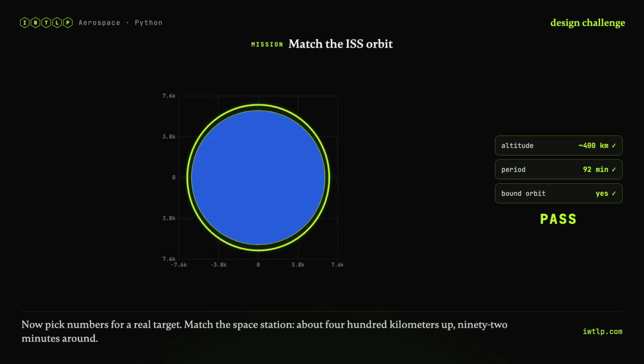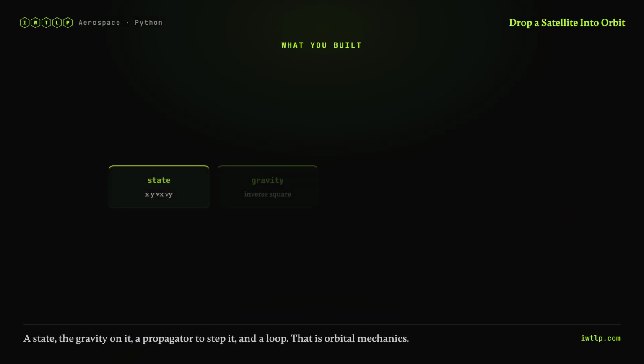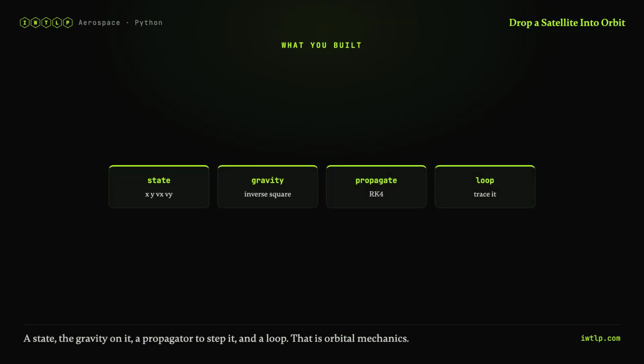Now, pick numbers for a real target. Match the space station about 400 kilometers up, 92 minutes around. A state, the gravity on it, a propagator to step it, and a loop. That is orbital mechanics.